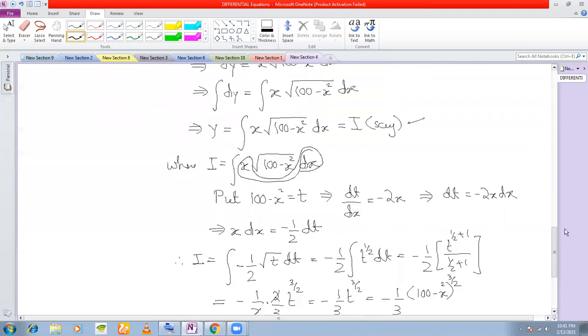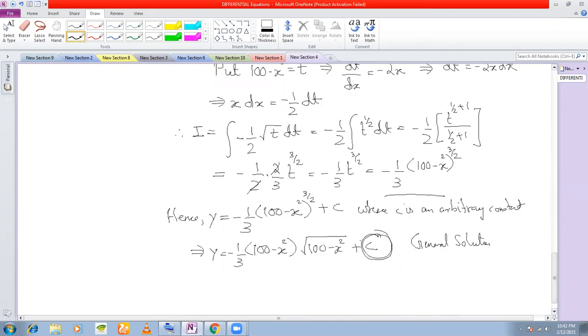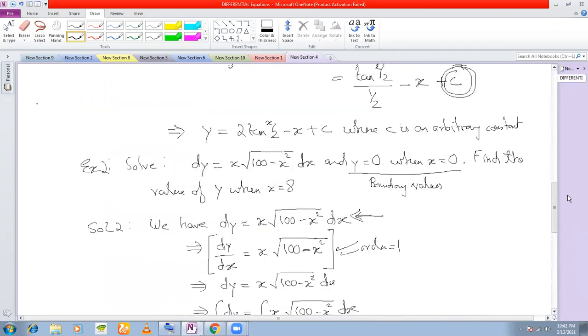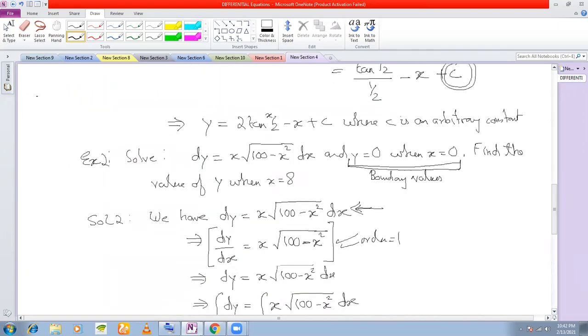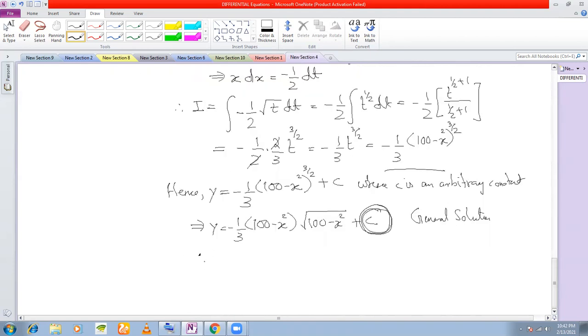Now see, in this sum, something else is also given. It is given y is equal to 0 when x is equal to 0. What does this mean? This is called a boundary condition. Boundary values. Now boundary values will help you determine the value of this arbitrary constant. Understood? The purpose why this is given is so that you find a particular solution also. Okay, so what you have is y is equal to 0 when x is equal to 0.